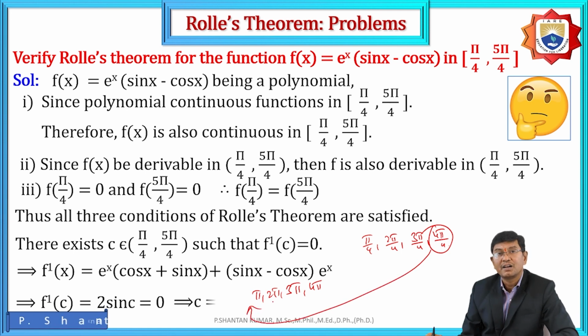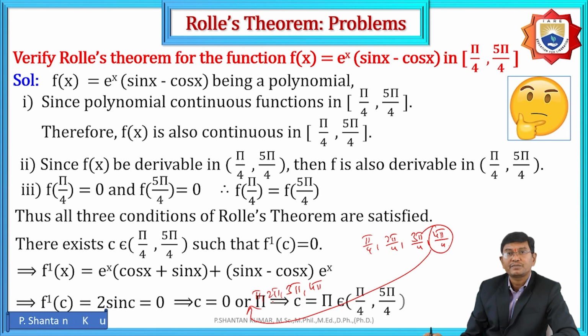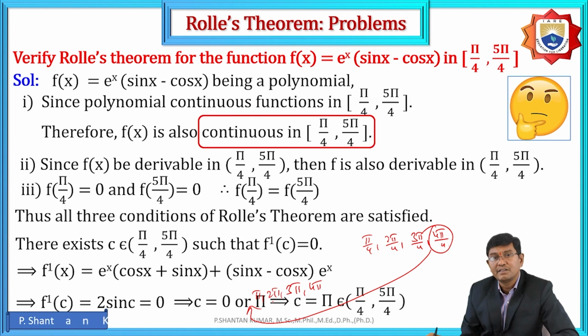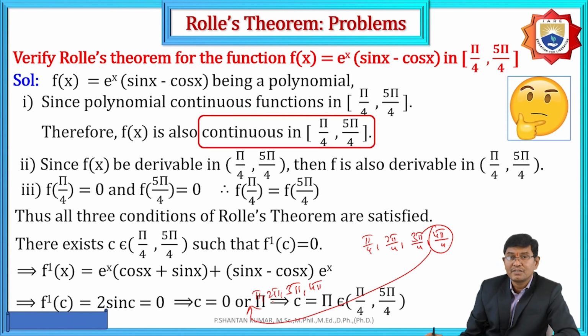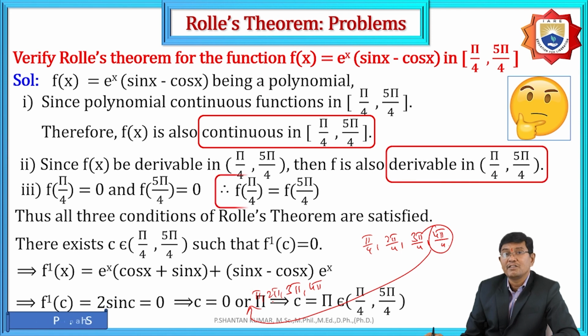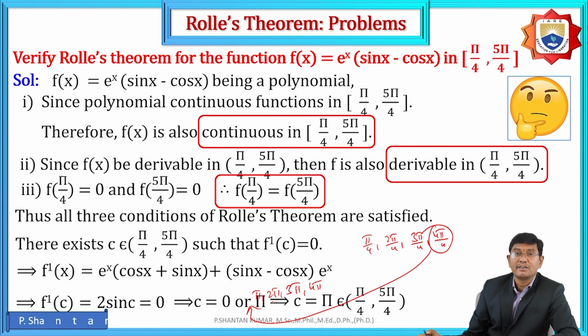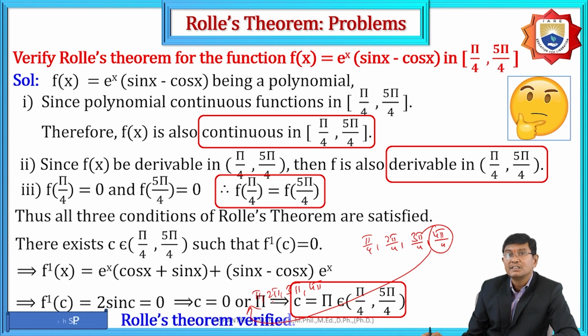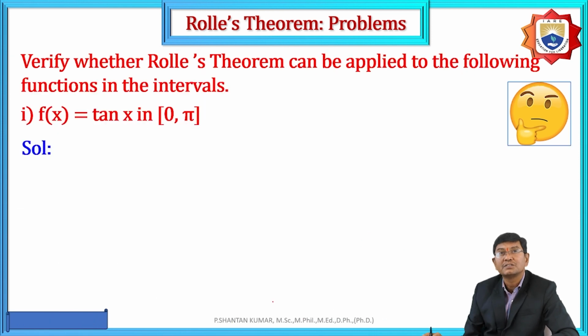That means according to one of the values, c is equal to 0 or pi, where pi lies between pi by 4 comma 5 by 4. Therefore, the conclusion of this one is that Rolle's theorem is verified, based upon the conditions of continuity in the closed interval, derivability in the open interval, and f of a equal to f of b, and then there exists c belonging to a comma b.